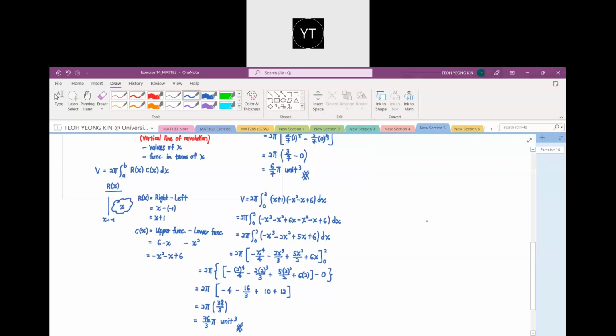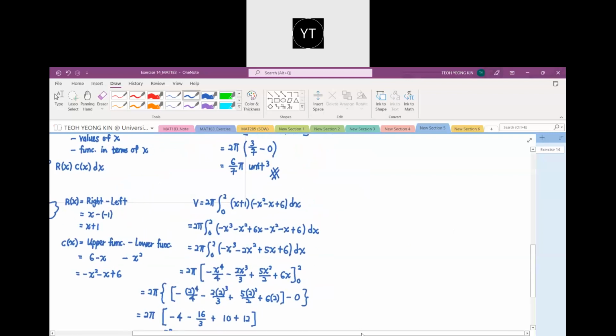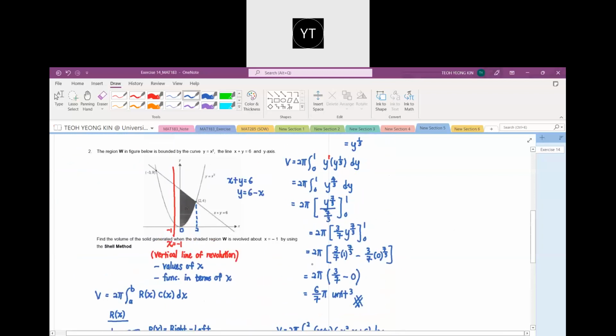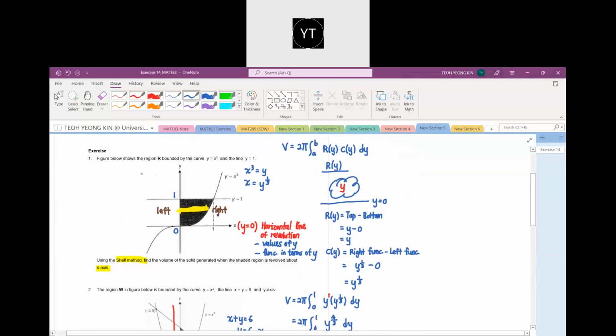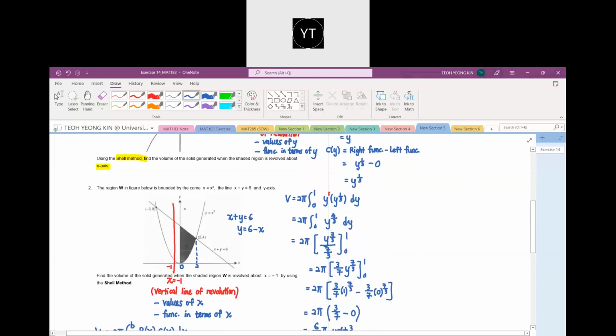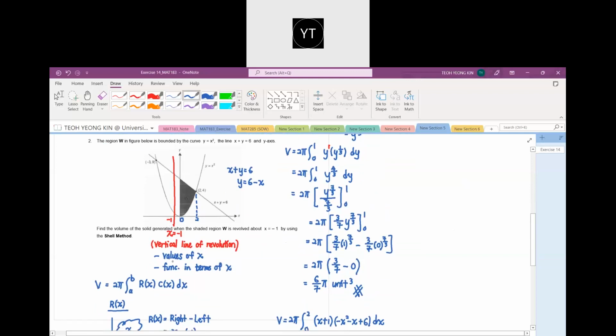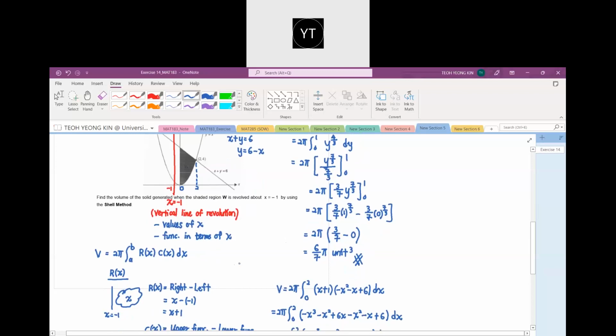Yeah, 76 over 3. So through this example, you have to remember that for the shell method, the method is referring to the line of revolution. If the line of revolution is a horizontal line, then we are going to use the y value and the function in terms of y. And if the line is a vertical line, then we are using the value of x and the function in terms of x. So you have to remember this part. So that's all for exercise 14.